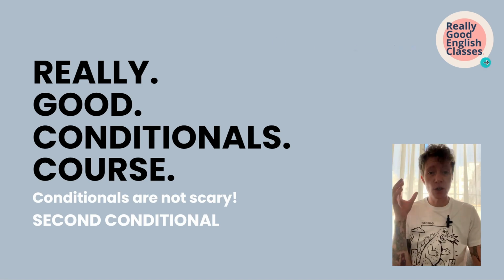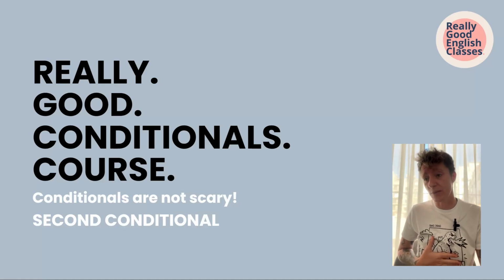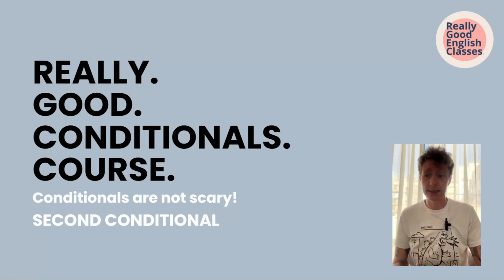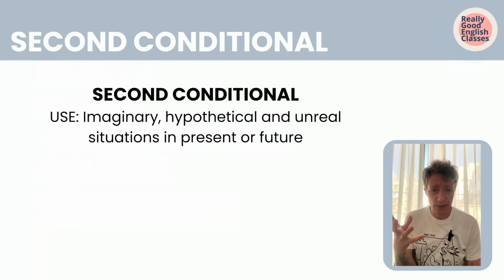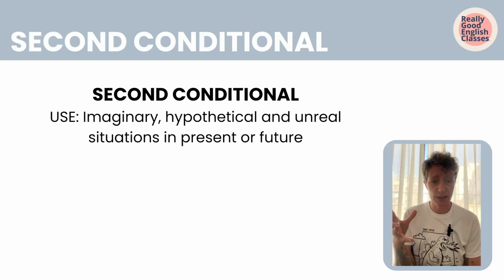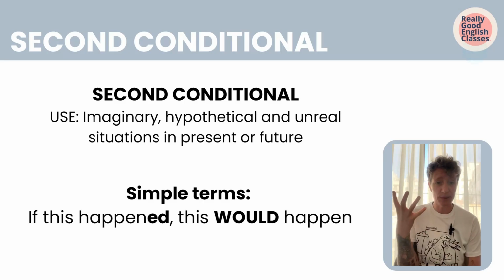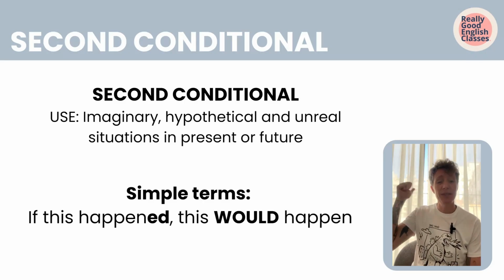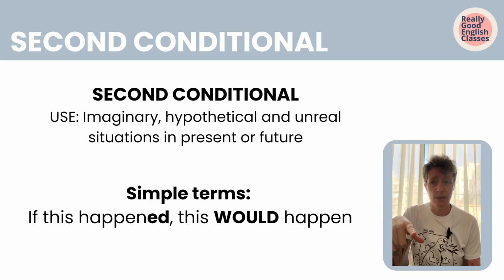The second conditional, my favorite conditional. I know I'm a loser, I have a favorite conditional, but this is it. The second conditional is used for imaginary, hypothetical, and unreal situations in the present or the future. In simple terms, we say, if this happened, this would happen.